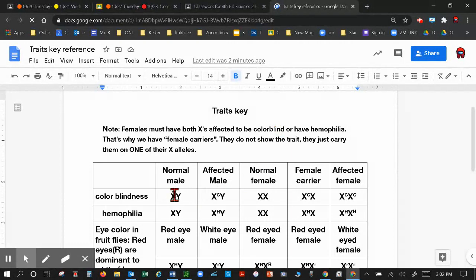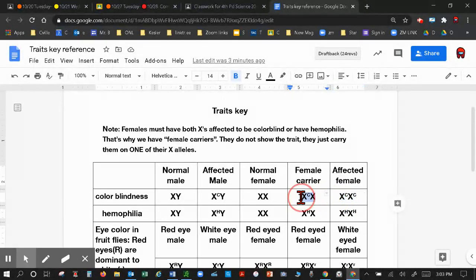So for a male to be colorblind, for example, a normal male has just the chromosomes XY. If a male gets one of those defective X chromosomes, X superscript C, he is colorblind. Females, on the other hand, have two X chromosomes. And since these traits are recessive, you have to have two defective X's to have them. So the only way a female would be colorblind would be XCXC, that superscript C chromosome there.